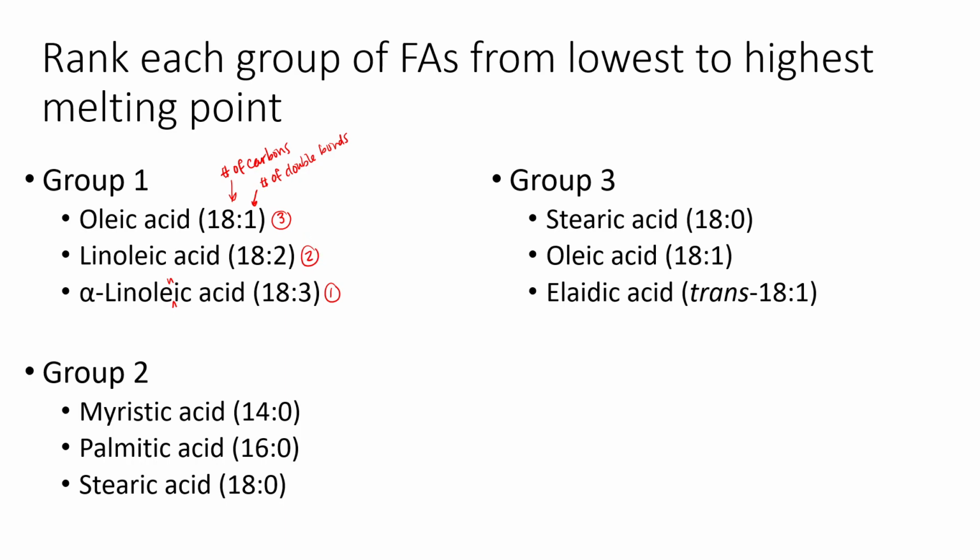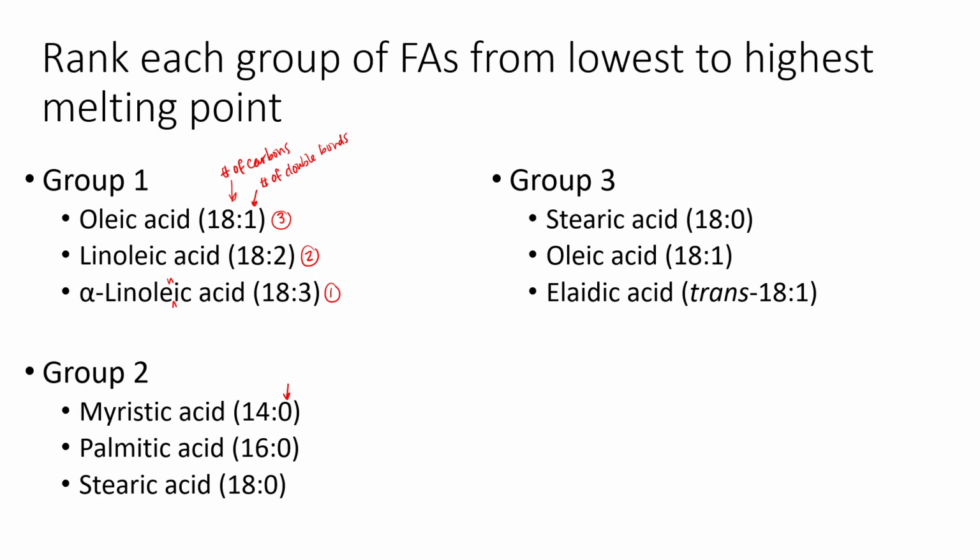So now let's consider group 2. Group 2 has 3 different fatty acids, myristic acid, palmitic acid, and stearic acid. The difference between them that we can see based on that information in the parentheses is how many carbons each of those fatty acids has. And we can see because of the 0 after all of those colons that they're all completely saturated. They have no double bonds.